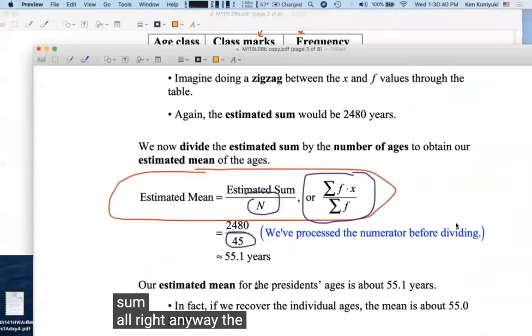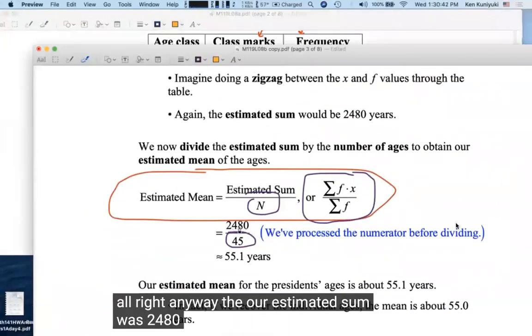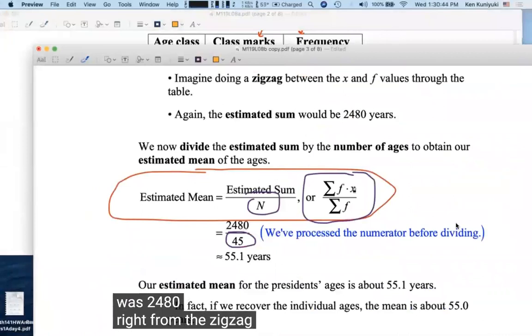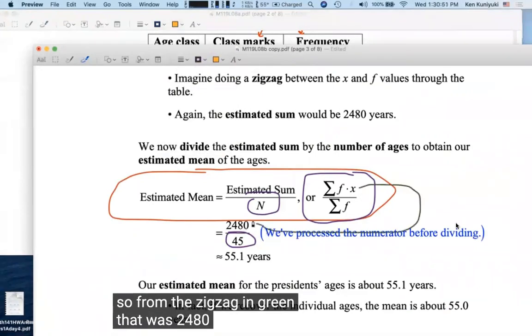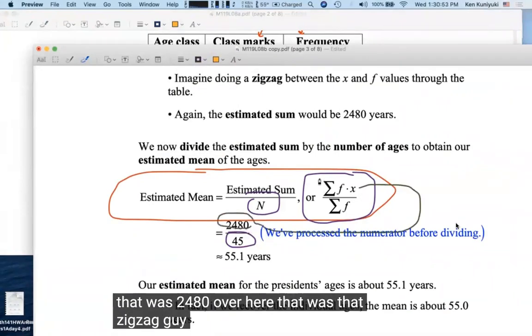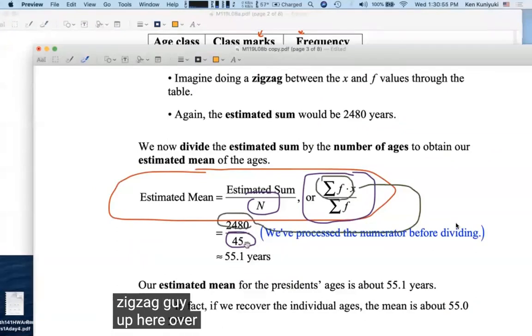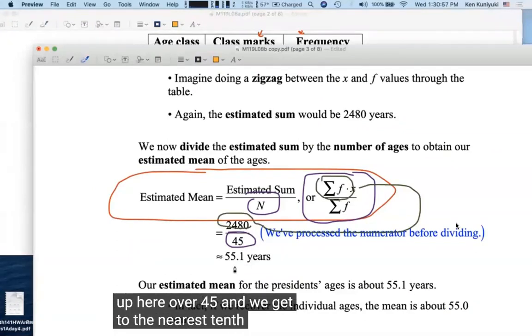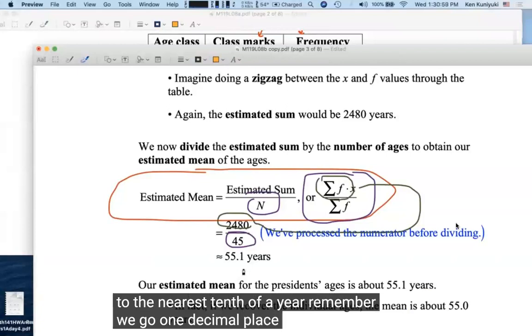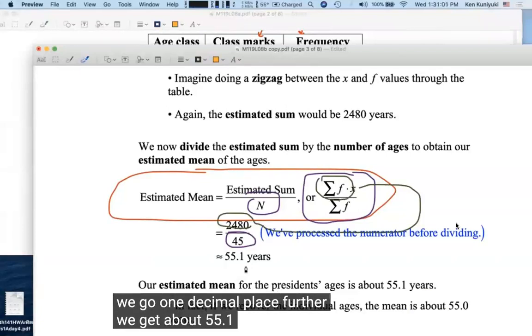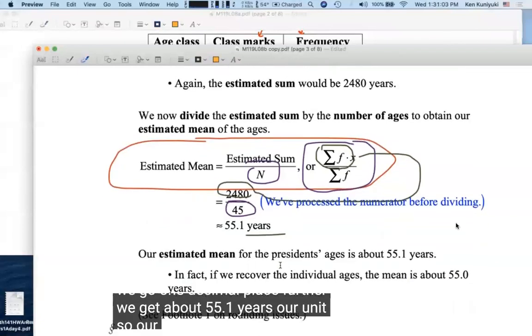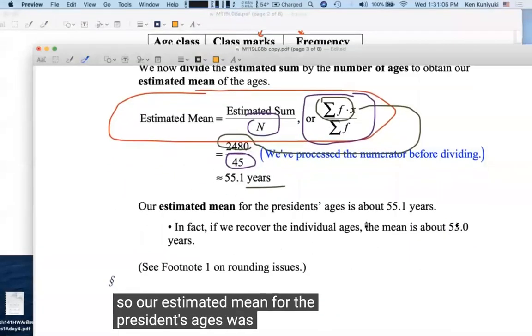All right, anyway, our estimated sum was 2,480, right, from the zigzag. So from the zigzag in green, that was 2,480 over here. That was that zigzag guy up here, over 45. And we get, to the nearest tenth of a year, remember, we go one decimal place further, about 55.1 years, our unit. So our estimated mean for the present ages was about 55.1 years.